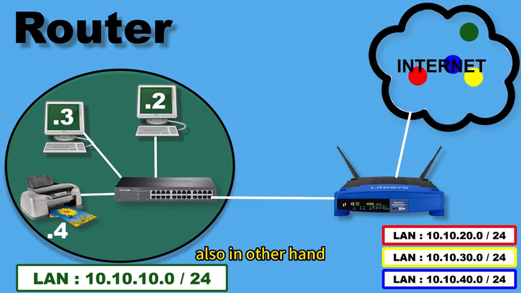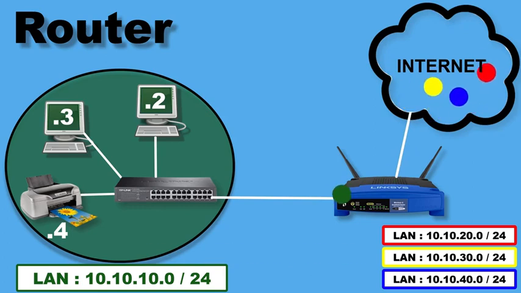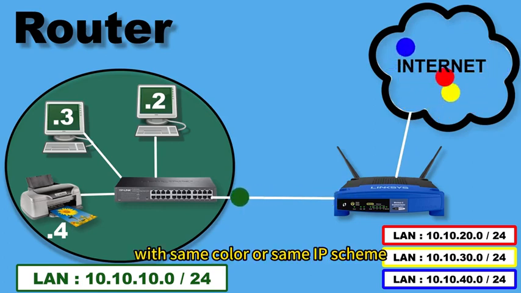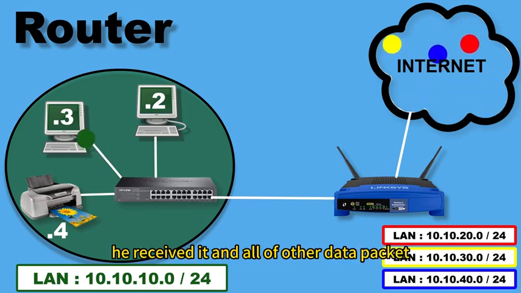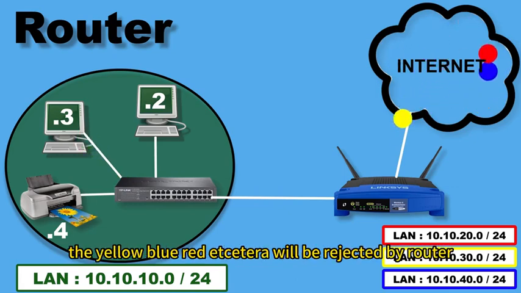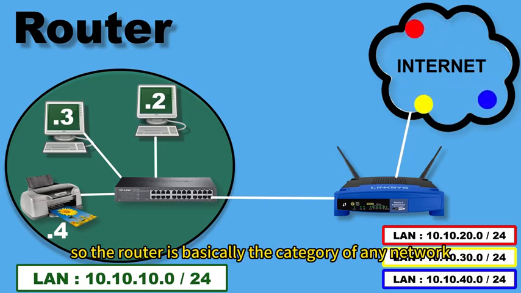Also, on the other hand, if the router receives any data packet from any other network or from the internet with the same color or same IP scheme as its LAN network, it accepts it, and all other data packets, the yellow, blue, red, etc., will be rejected by the router because these IP addresses do not match its network. So the router is basically the gateway of any network.